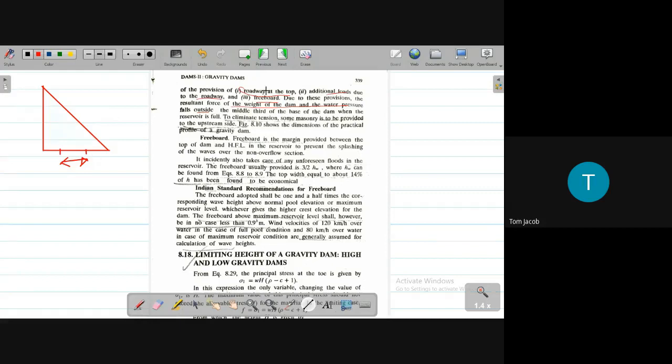Okay. But when we provide this roadway, additional loads due to roadway and freeboard, okay, etc. comes, there will be additional load, and there is a tendency for the resultant to pass through any outer, or pass beyond the middle third portion.